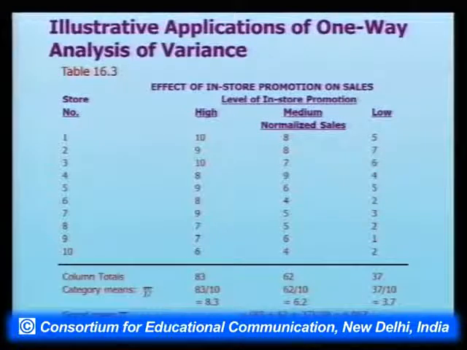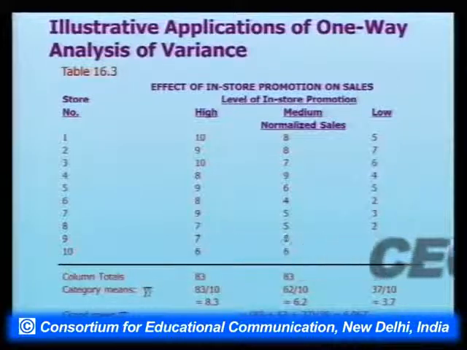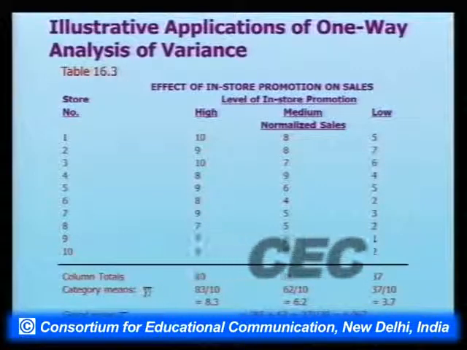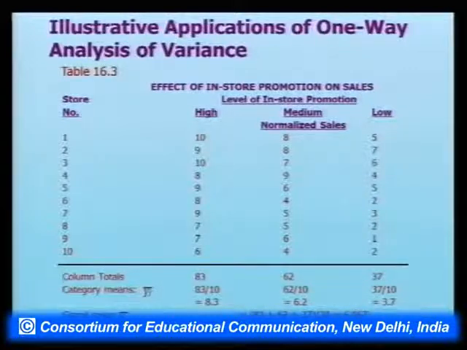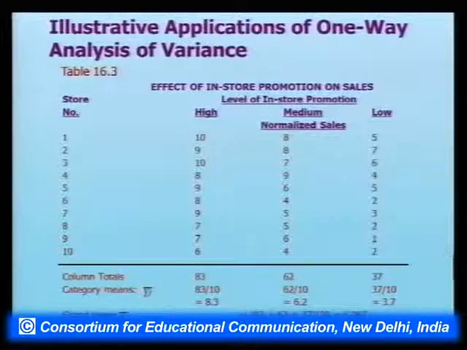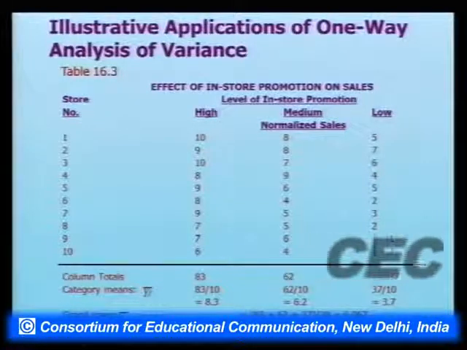If you look at it, you will find that there are three levels of in-store promotion. There is a high level, a medium level, and a low level of sales promotion, and we have taken 10 observations in each of the categories from 10 different respondents. When there is a high level of in-store promotion, the sales that we get are 10, 9, 10, 8, 9, etc. When there is a medium level of store promotion, we got sales 8, 8, 7, 9, 6, etc. And when there is a low level of store promotion, we find the sales to be 5, 7, 6, 4, etc.